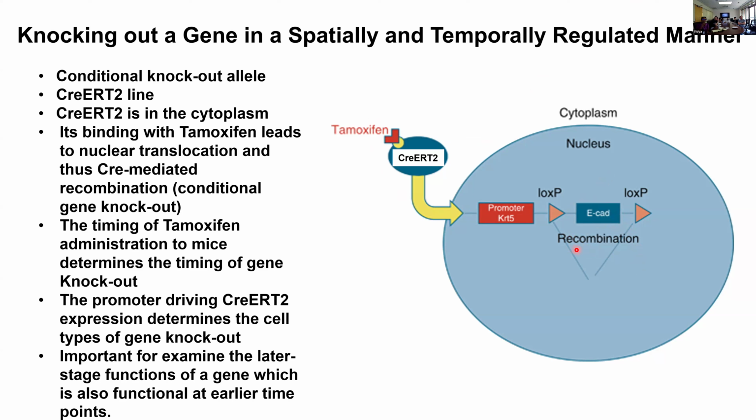This is why you can control both spatially, by which promoter drives the Cre, and temporally, by when you give tamoxifen. But this is an irreversible change. Once you give enough tamoxifen to induce this recombination, the genome is permanently modified. So the gene is deleted in all the cells that express the Cre and their progeny.